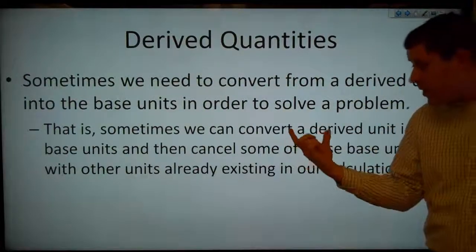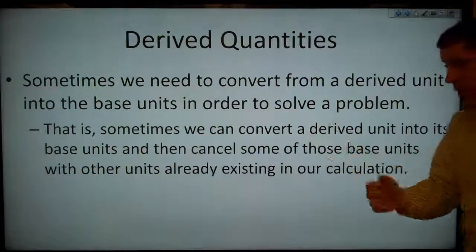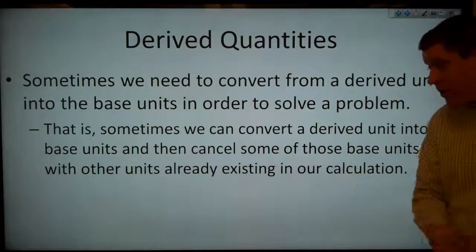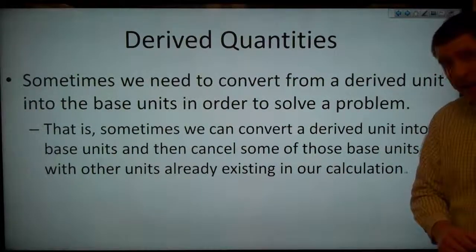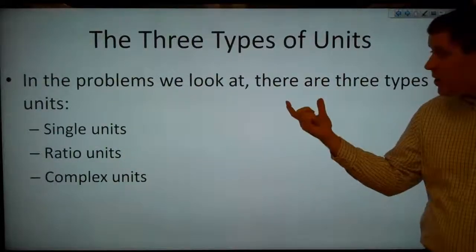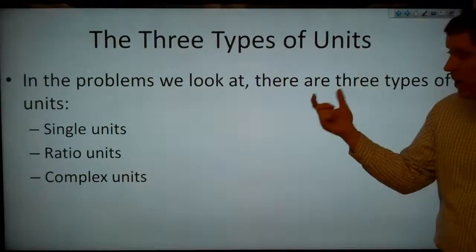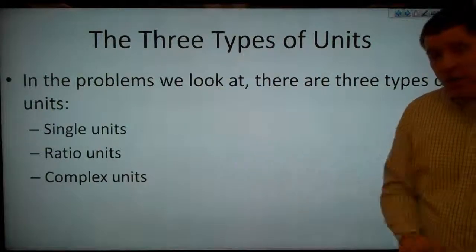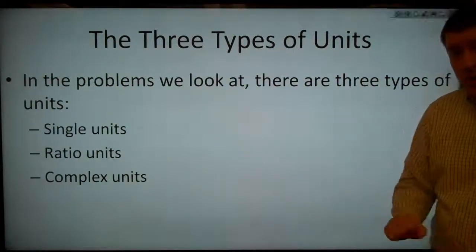That is, sometimes we can convert a derived unit into its base units and then cancel some of those base units with other units that are already existing in the calculation. Some of those base units are already there. In the problems we look at, there are three types of units. There are single units, ratio units, and complex units. And let's look at each one of these individually.